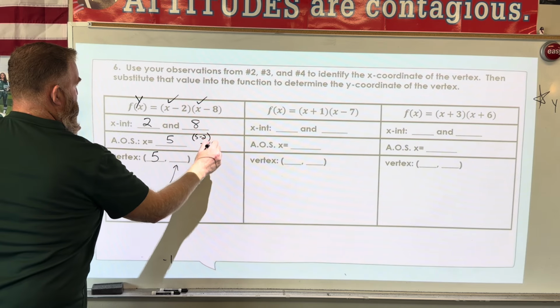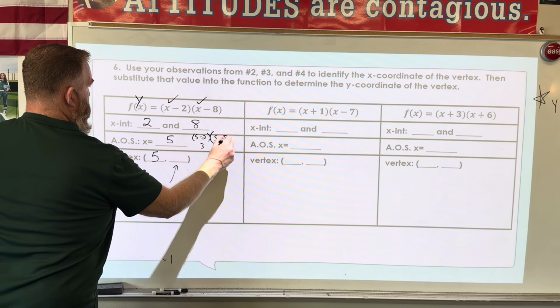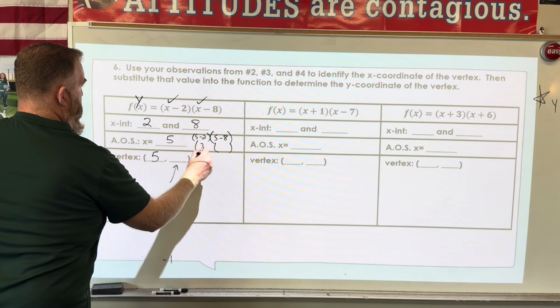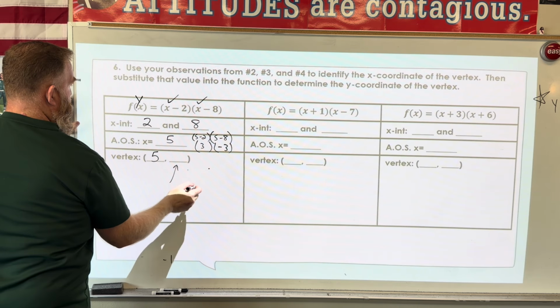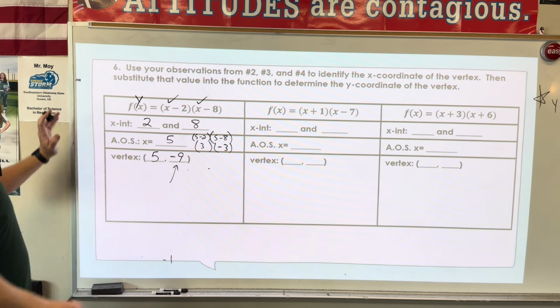You guys with me? Let's do the other one. What is 5 minus 8? Negative 3. What is 3 times negative 3? Negative 9. There's my answer. There's my y.